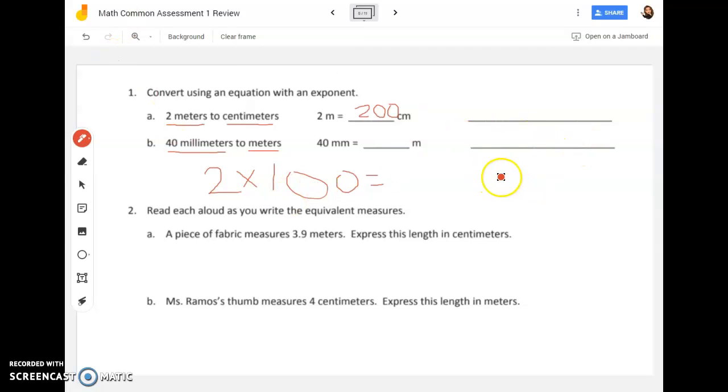So if we have 40 millimeters, and we want to change it to meters, we are going to think of taking this number and making it 1,000 times smaller. So here's my 40. And we're going to slide everything down 3 spaces because 1,000 has 3 zeros. So 1, 2, 3. Boom. 1, 2, 3. And then there's my decimal. So I have 0.040.